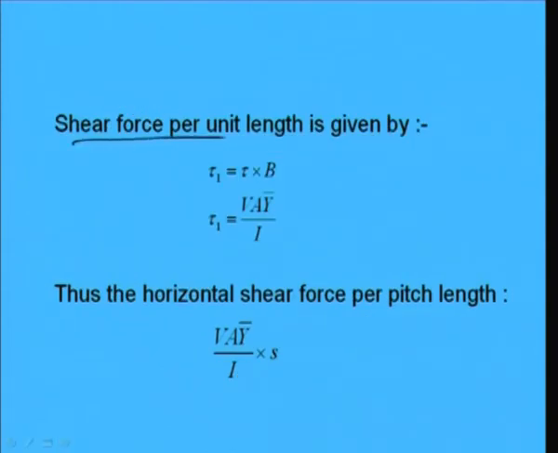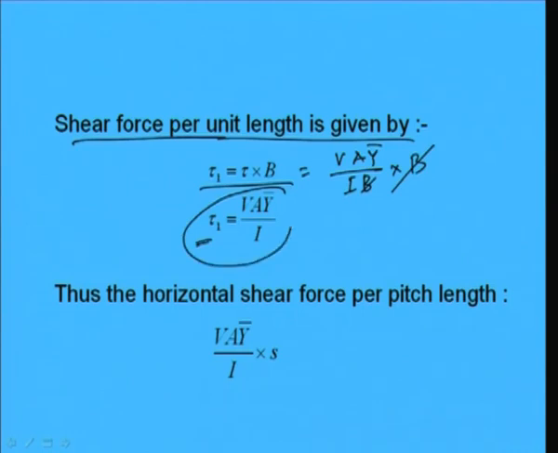So, shear force per unit length we can find out, that will become tau 1 is tau into B, right, where B is the width of the section. So, tau 1 can be found like this, because tau was V A y bar by I B, and into B, so this will cancel. So, we can write tau 1 as V A y bar by I. Thus, the horizontal shear force per pitch can be calculated.